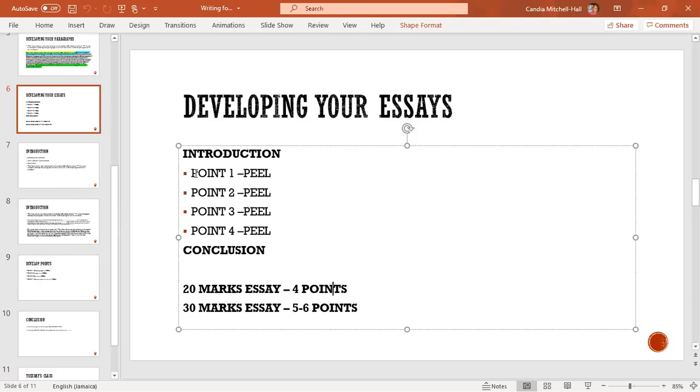However, ladies, for each of your points, so when you are developing point 1, you need to PEEL. Point 2, you need to PEEL. Point 3, you need to PEEL. Point 4, you need to PEEL. If it is a 5 or 6 marks, you need to PEEL each of your points. So that is excluding your introduction and your conclusion.